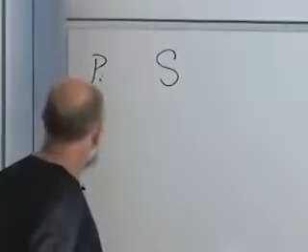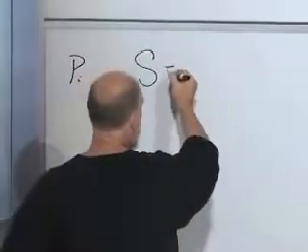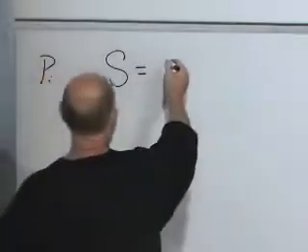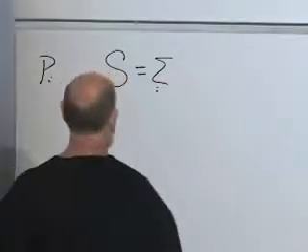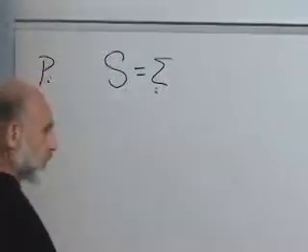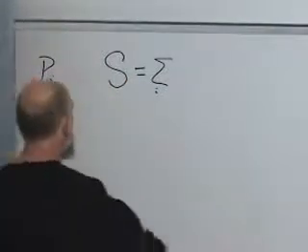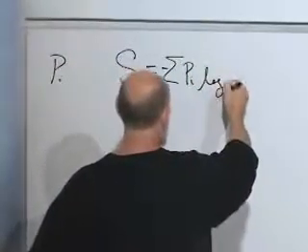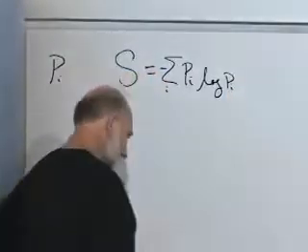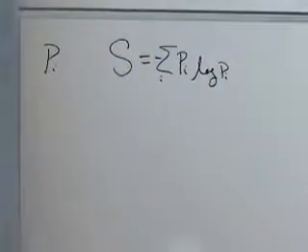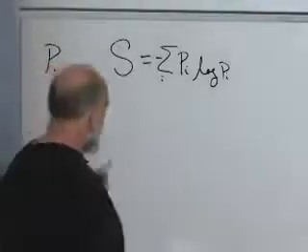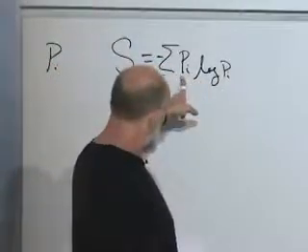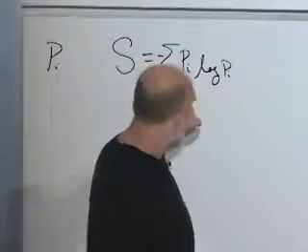S for entropy is equal, by definition. This is the definition of it, but we can say what it means roughly. It's again the sum over all of the possible configurations, or all of the possible possibilities, of minus p sub i times the logarithm of p sub i. That's its definition.